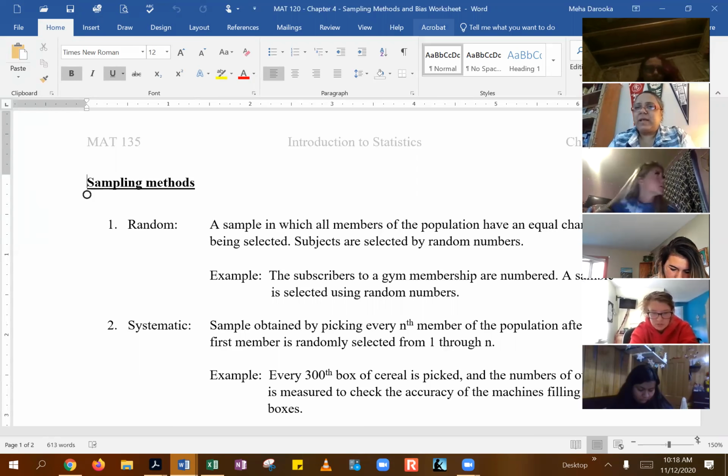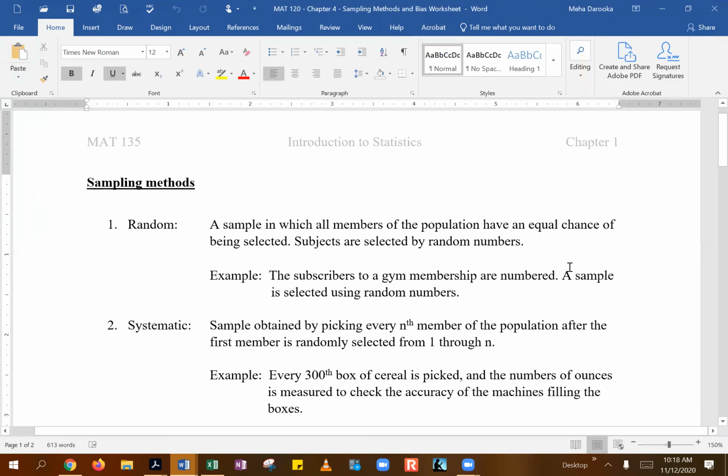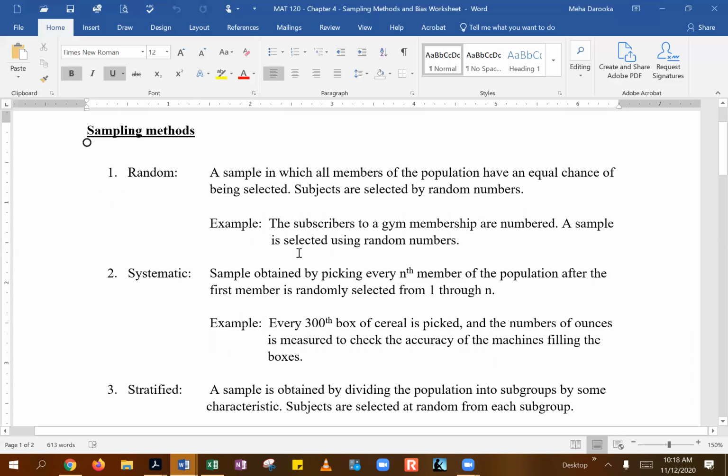So how would you collect your data, and how would you consider to gather your sample for this study? So that's kind of what we're talking about here, is different techniques for collecting your sample to perform a study. So we're starting off with a random sampling technique over here. They're saying this is a sample in which all members of the population have an equal chance of being selected. Subjects are selected by random numbers.